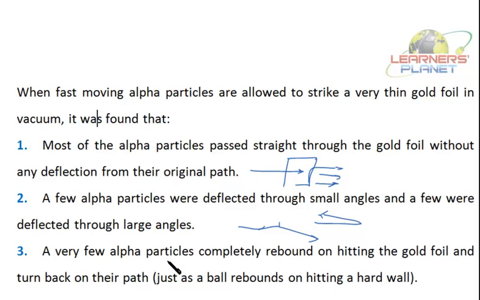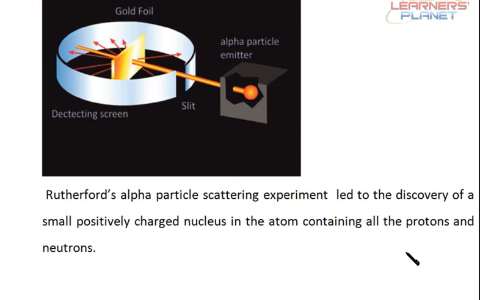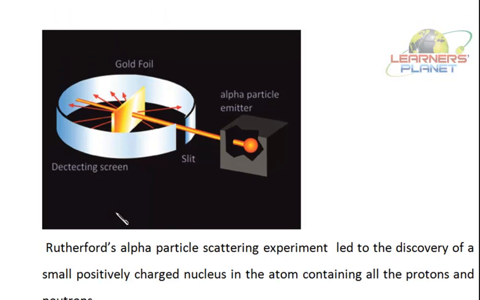A very few alpha particles completely rebound on hitting the gold foil and turn back on their path, just as a ball rebounds on hitting a hard wall. We can see here, this is the alpha particle emitter. It is emitting fast moving alpha particles. These alpha particles are striking the gold foil. A very few of them, not most of them, have rebounded. Few of them have been deflected and some have passed straight.